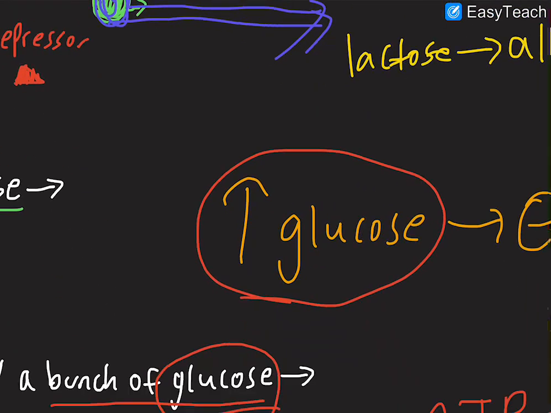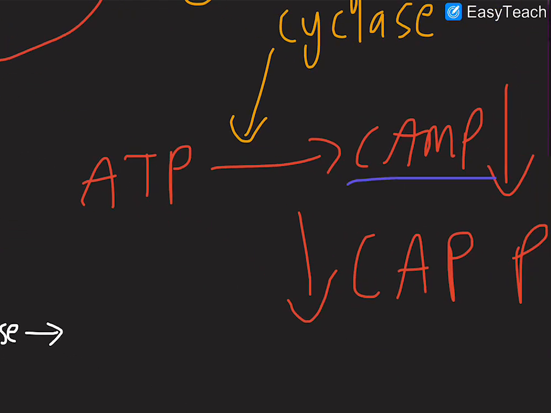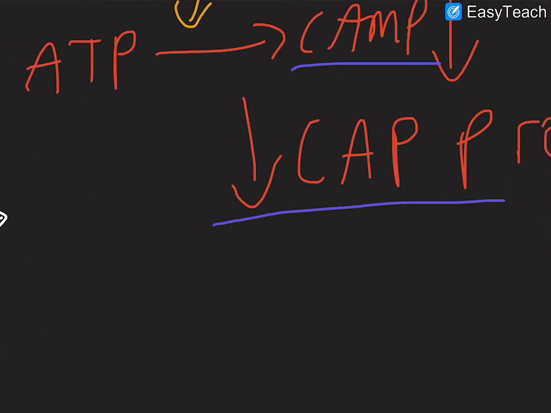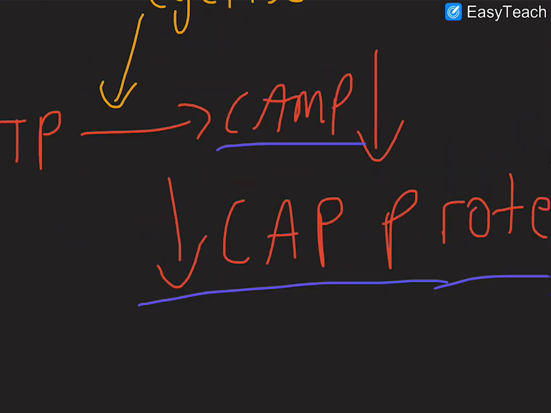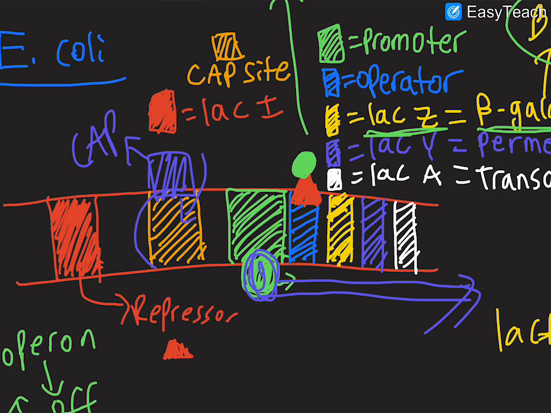But we said if you have a lot of glucose, right, that's going to lead to a low number of cyclic AMP, which will lead to very little amounts of cap proteins, which means not many cap proteins will bind to the cap site, which means RNA polymerase won't really transcribe these genes, okay? So that means if there's a lot of glucose, we won't express the Lac operon.